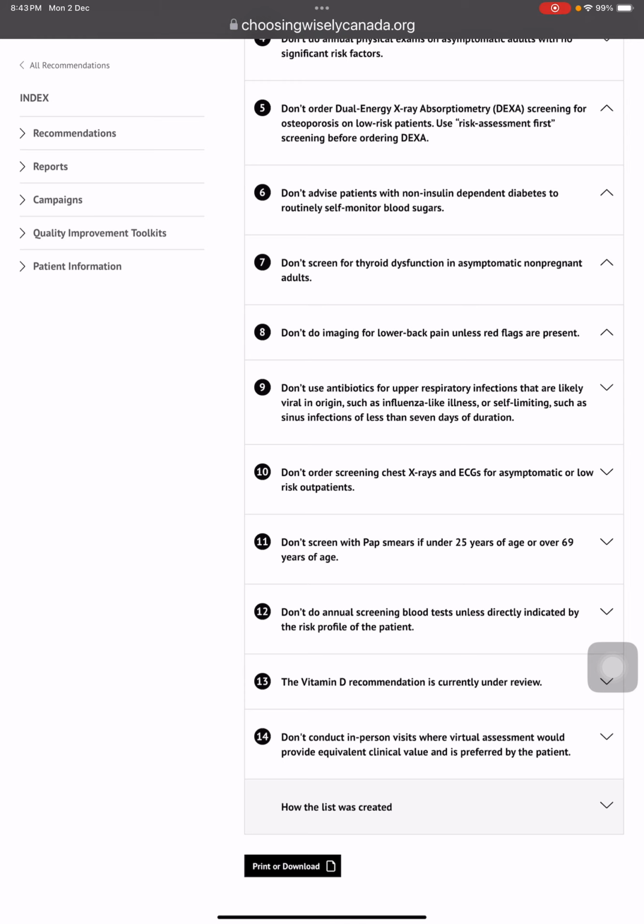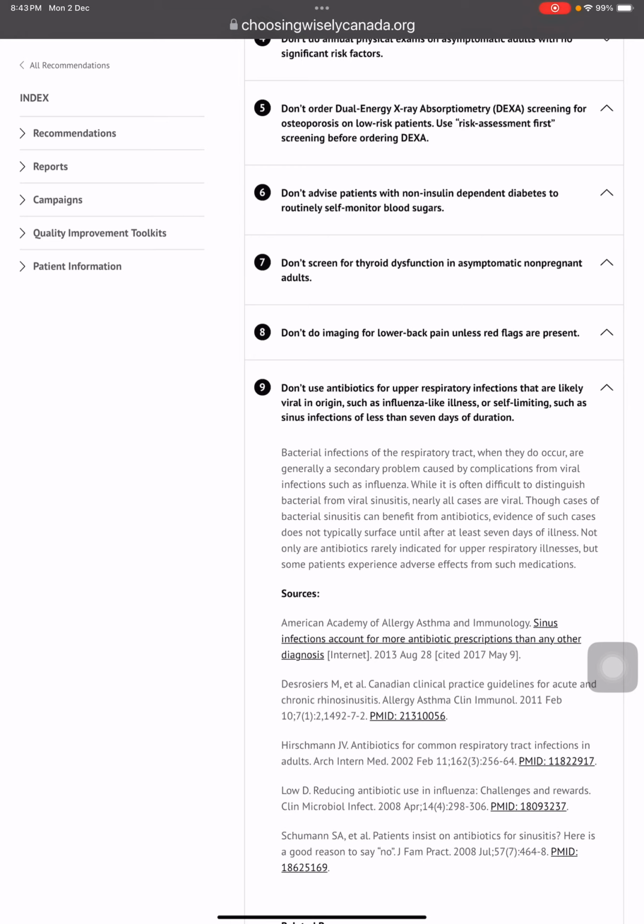Don't use antibiotics for upper respiratory tract infections that are likely to be viral in origin, such as influenza-like illness, or self-limiting, such as sinus infection of less than 7 days of duration.